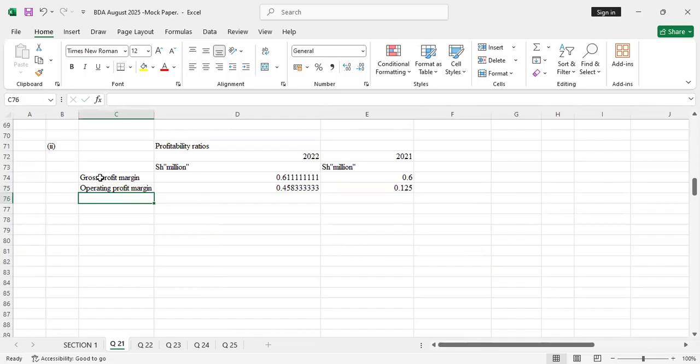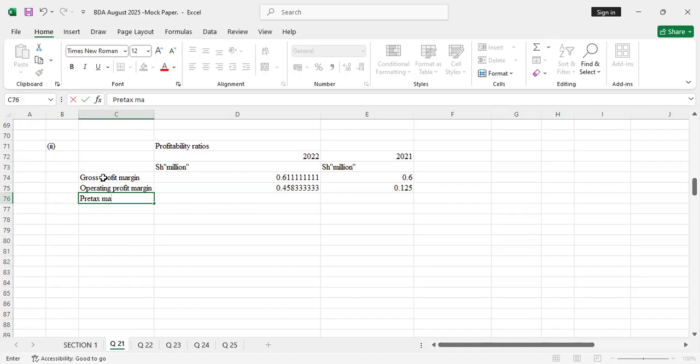We go to another ratio that is what we call the pre-tax margin. That's also a profitability ratio. So what is the pre-tax margin? Pre means before, before tax. So that means earning before tax. So pre-tax margin.